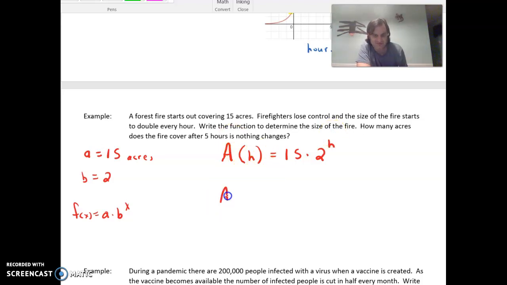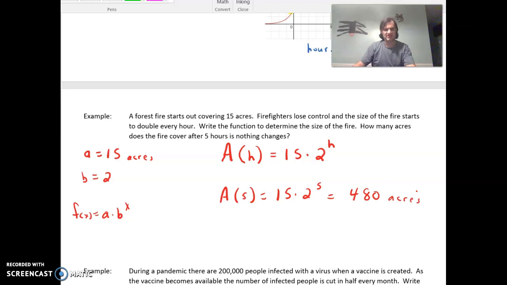If we want to plug in 5, that'll be 15 times 2 to the 5th. I'm going to pick up my calculator. That's 32 times 15. I get 480 acres, which is what it will cover in 5 hours if this happens. So when we say double, that means that the 15 goes to 30, then the 30 goes to 60, the 60 goes to 120, and that's how we get here.